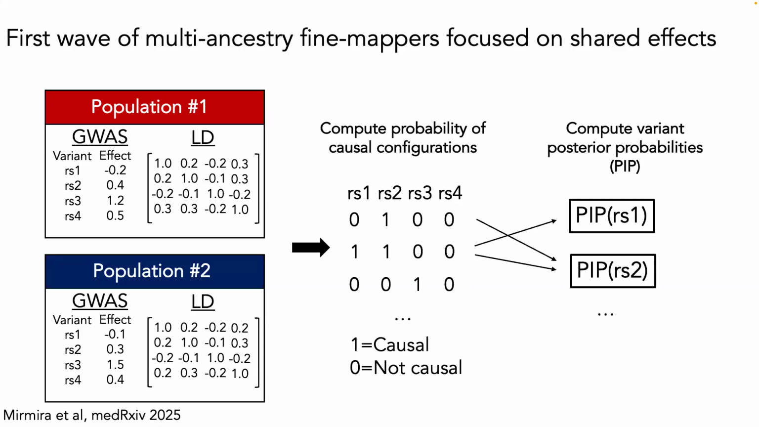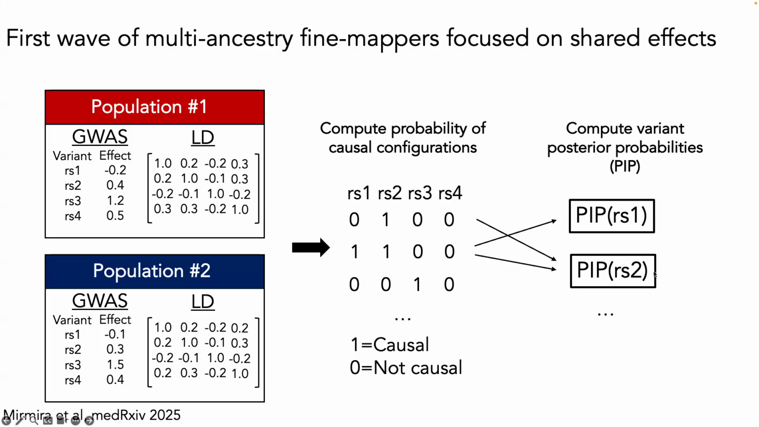And then you can combine this with a prior probability of each of these configurations, and you can use this to compute the posterior probability of each possible configuration, and then use that to compute the causal probability of each variant in your data set. So if I wanted to know the probability that this variant RS1 was causal, well, then I could add up the contribution from all of the configurations where that was set to 1, and so on for the second variant here.